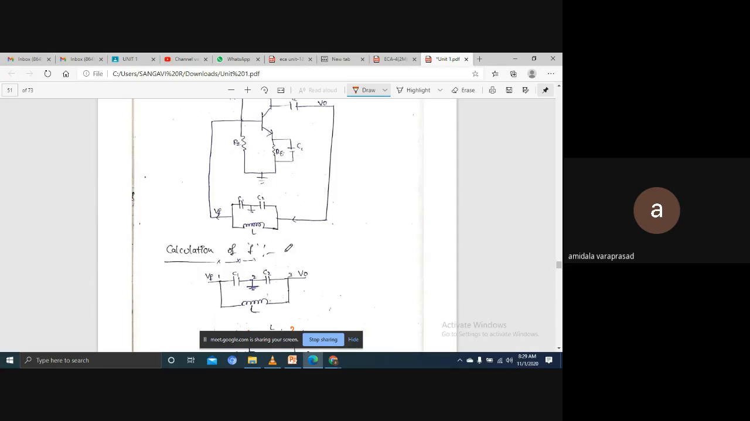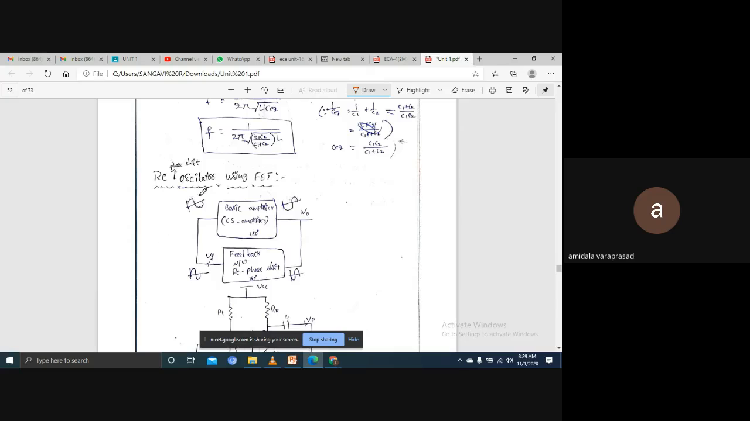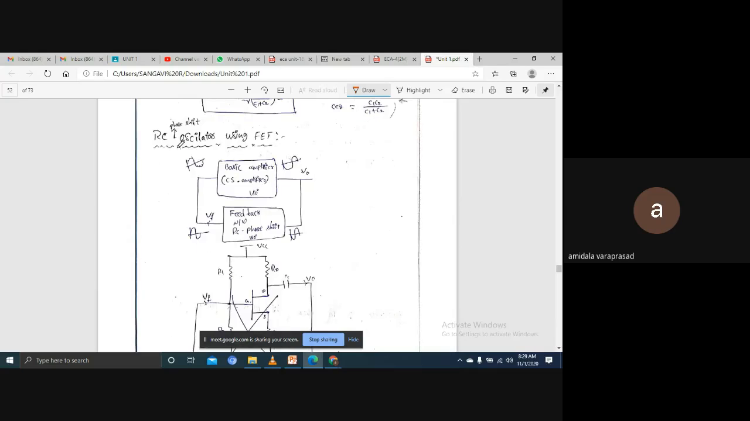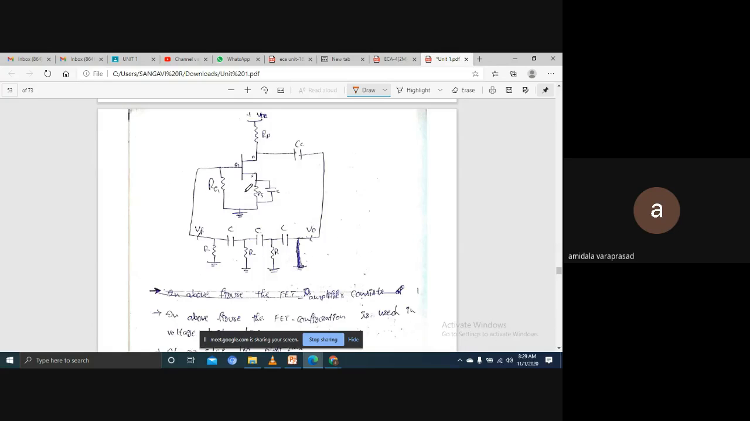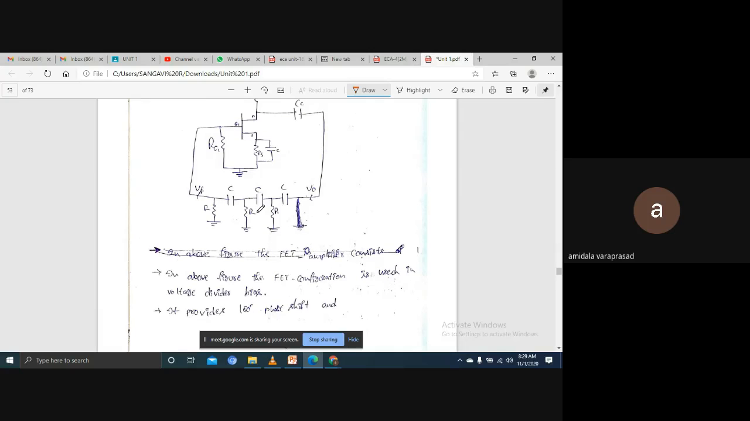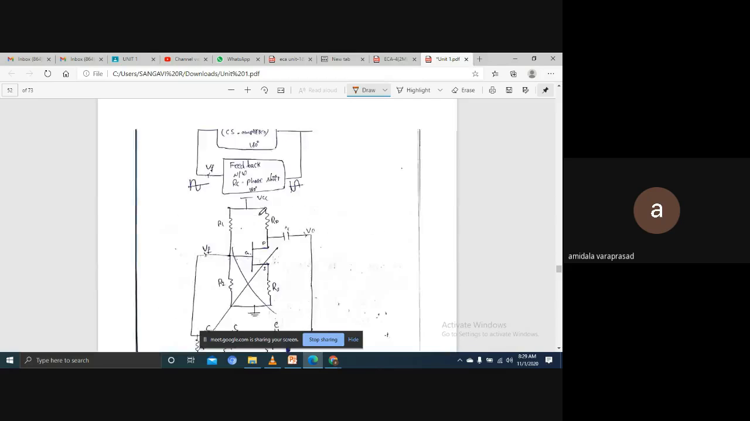These all circuits we can discuss with the FET. RC phase shift oscillator using the FET, which is for low frequency only. When we used the BJT, we used a CE amplifier with self bias. Here we have to use a CS amplifier. The CS amplifier is a voltage divider circuit, and the remaining is the same.